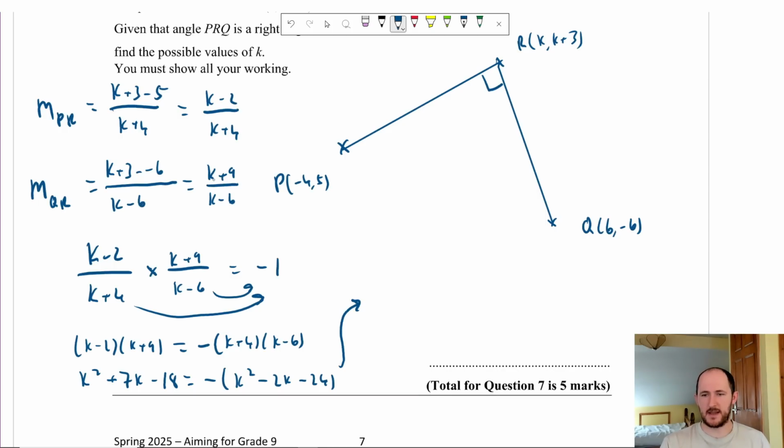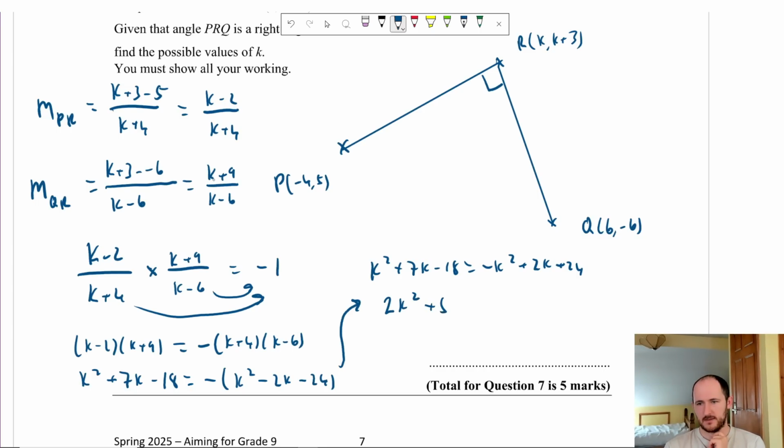So expand that right hand side again: minus K squared plus 2K plus 24. Move everything over to the left hand side and we're going to get a quadratic that we can then solve. So 2K squared plus 5K minus 42.